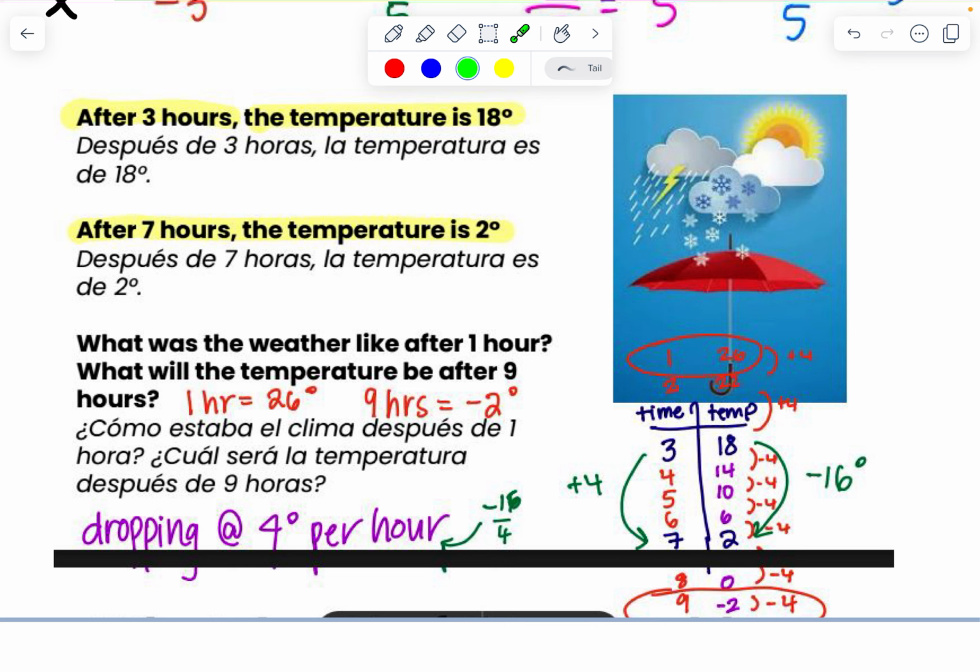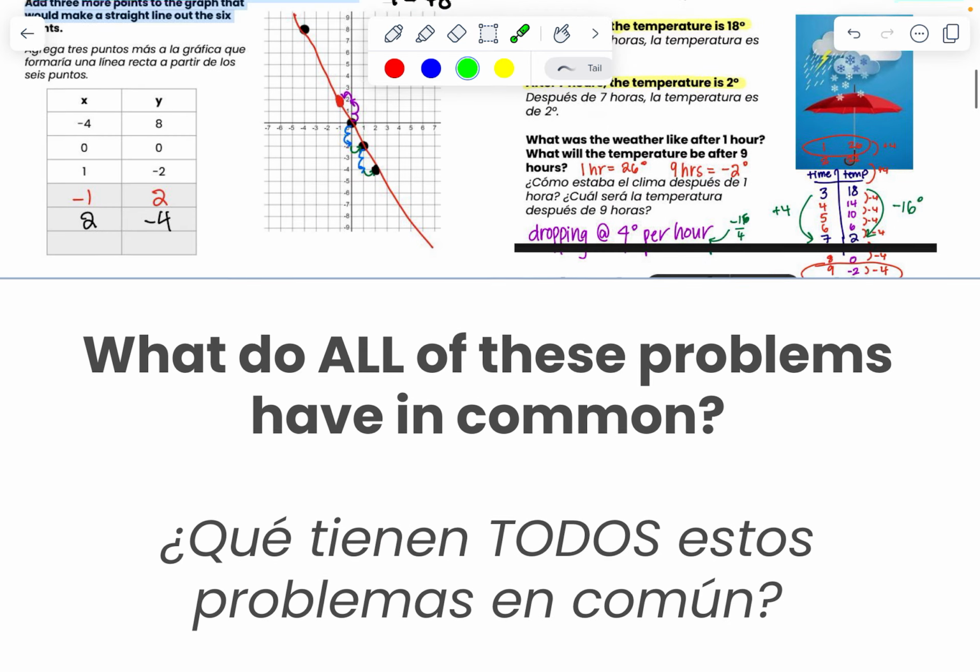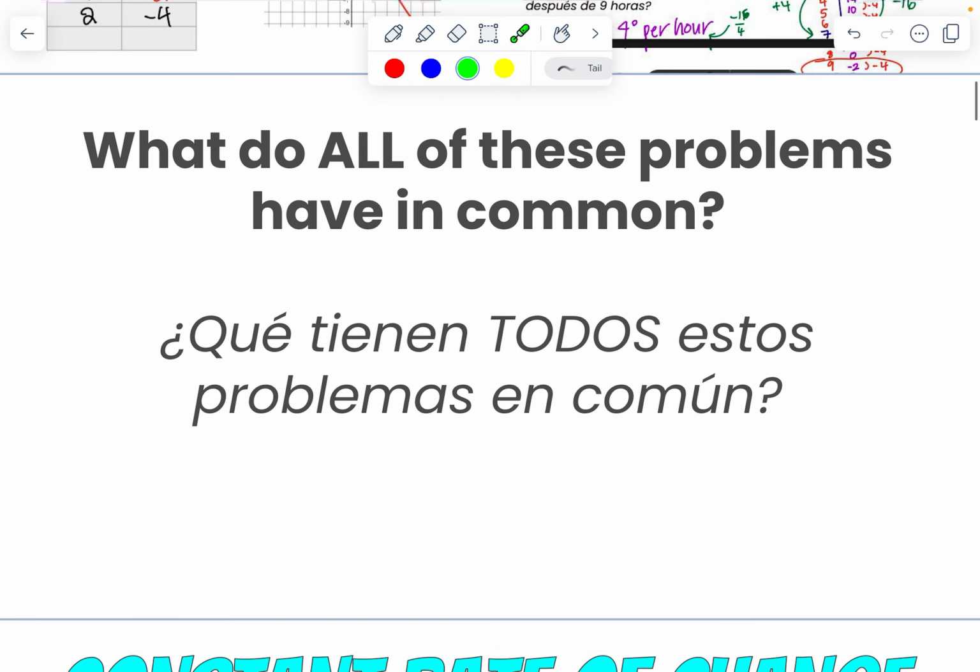And then we could continue that pattern to find out that at 9 hours, we'd be at negative 2 degrees, and do the opposite, go backwards. Instead of subtracting 4, subtracting 4, subtracting 4, we could add 4 and figure out that after 1 hour, the temperature was 26 degrees.